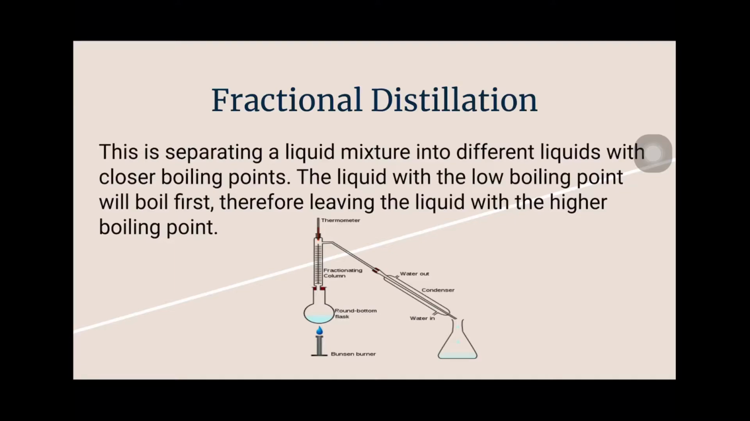So as you can see at the bottom, this is a contraption for fractional distillation. The Bunsen burner will heat the mixture, and then the liquid with the lower boiling point will boil. It'll turn to gas, it will move up, and then it will go through a tube which cools it down and condenses it, and it goes into a beaker which now contains the new liquid.